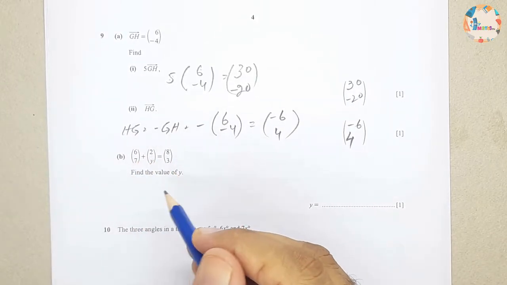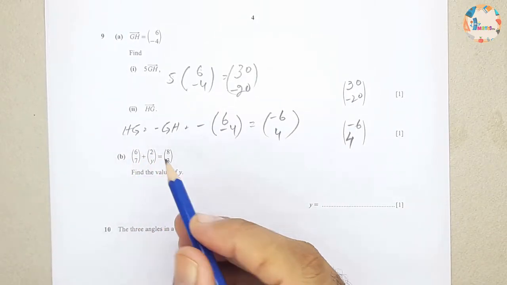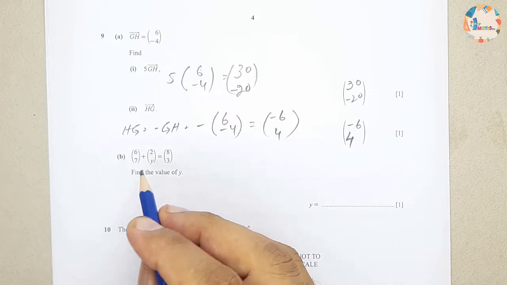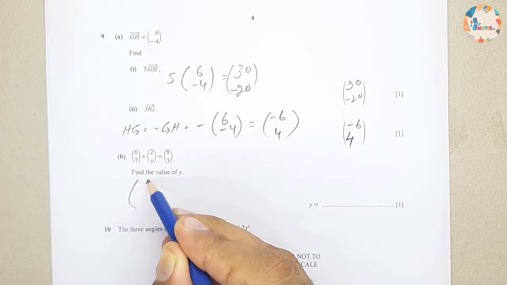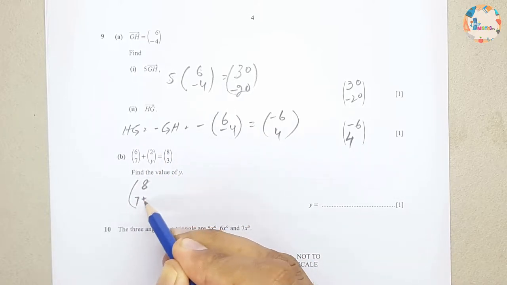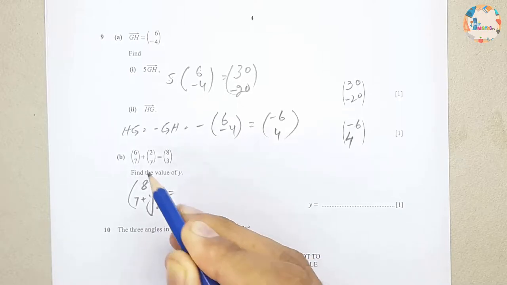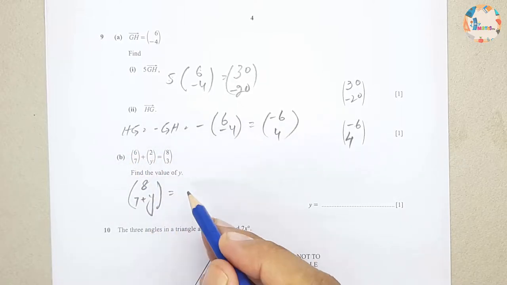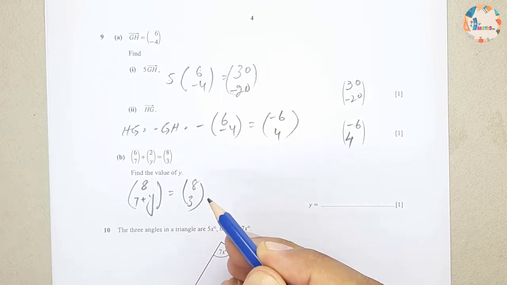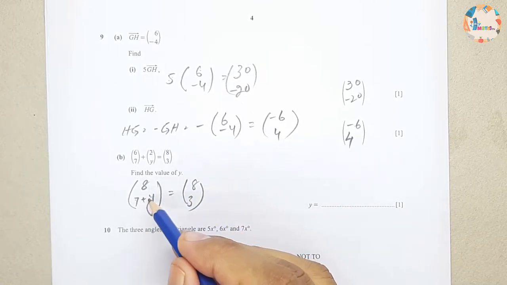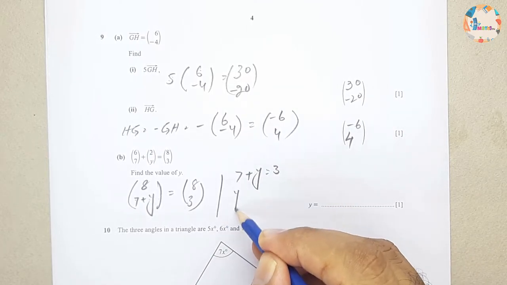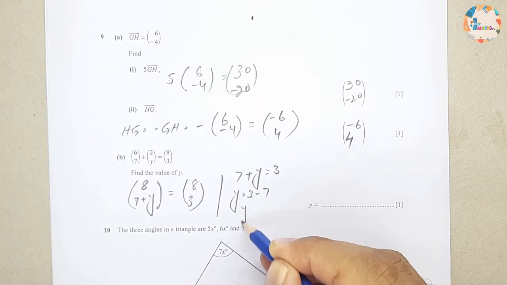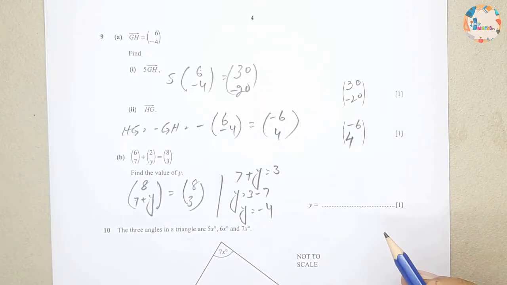Then we have to find the value of y in B part. So we'll be adding the matrix. 6 plus 2 will be 8 and this will be 7 plus y. And this is this side which we are adding, and this is equal to 8 and 3. And then we can equalize them. 7 plus y is equal to 3. It means y is equal to 3 minus 7. So y is equal to minus 4. So our answer will be minus 4 over here.